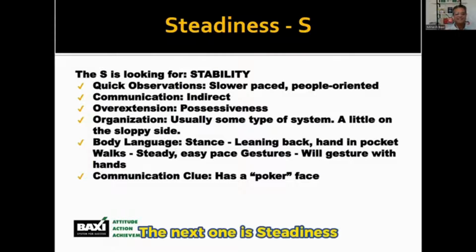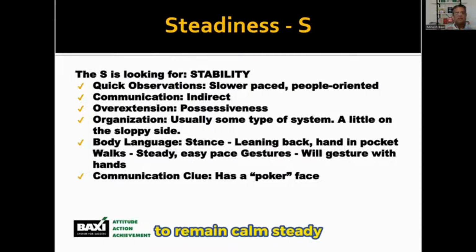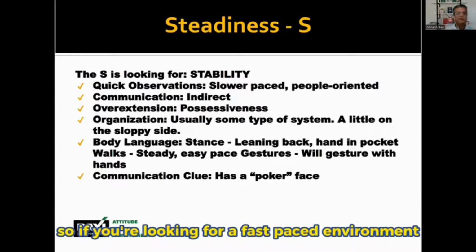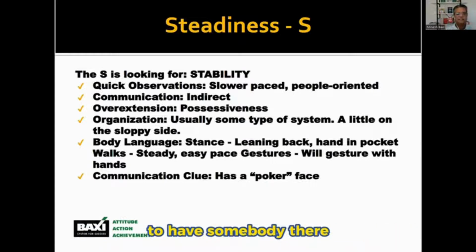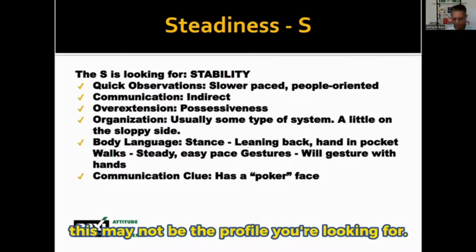The next one is steadiness. This person is looking for not much change, things to remain calm, steady. They're great team players, but obviously they're not going to be working very fast, right? So if you're looking for a fast-paced environment, and you want somebody to work really fast, this may not be the profile you're looking for.